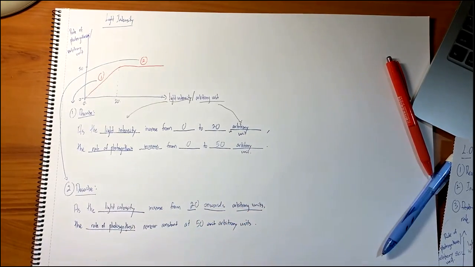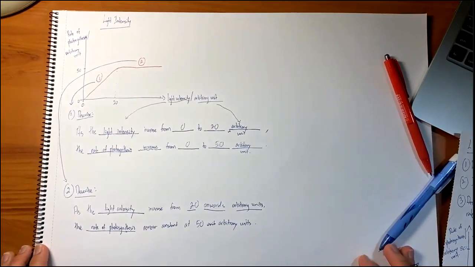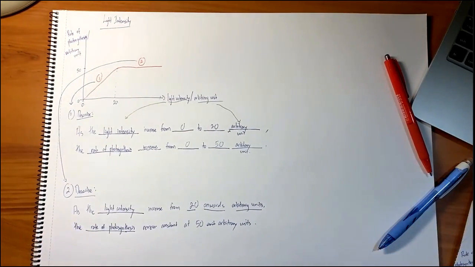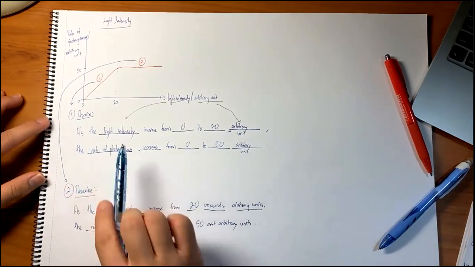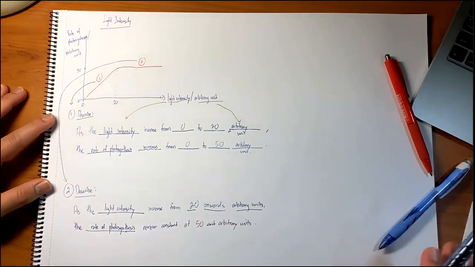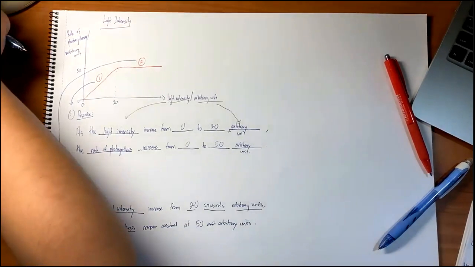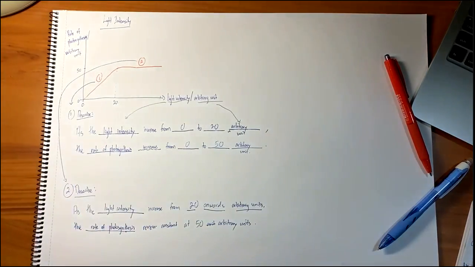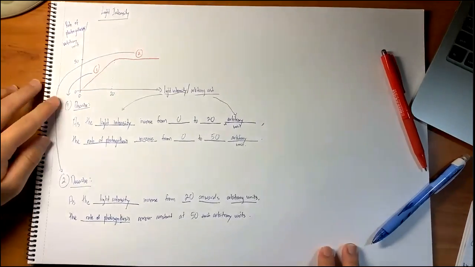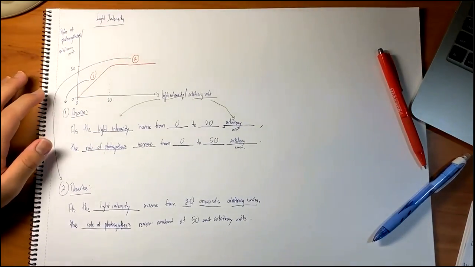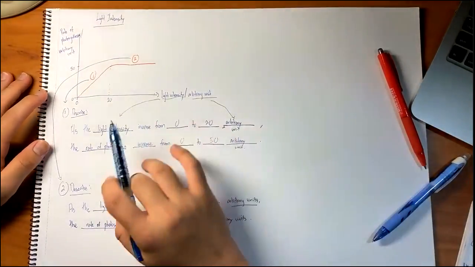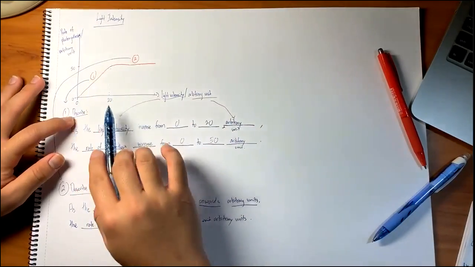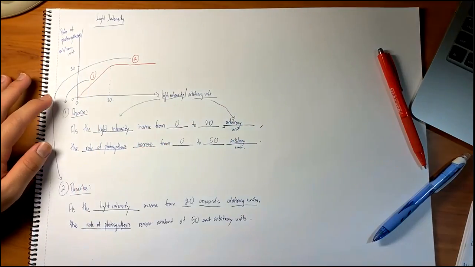Okay, done. So it's quite simple. The way to describe this is actually applicable to any parts. It could be for light intensity, it could be for temperature, it could be for carbon dioxide, it could be for chlorophyll, whatever. Any graph, you can use this format to describe.